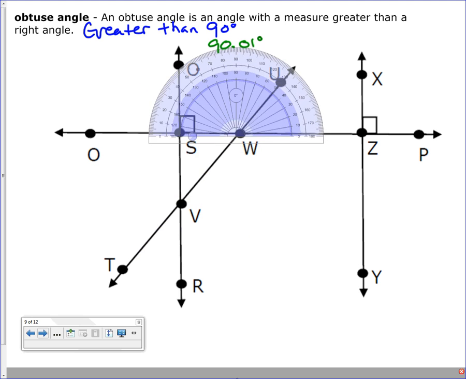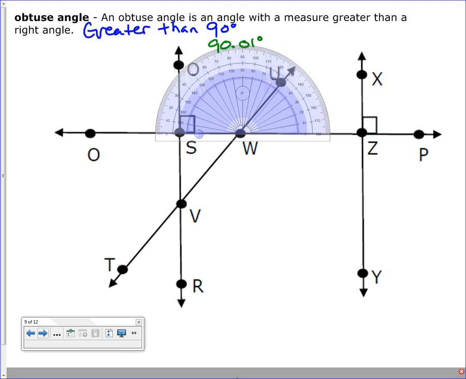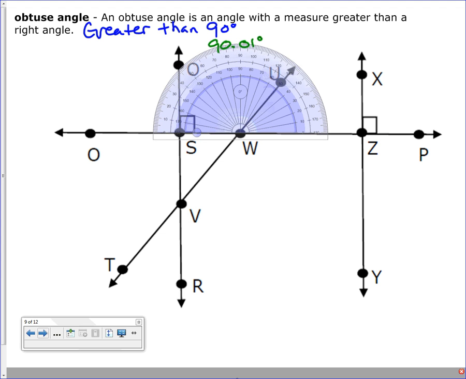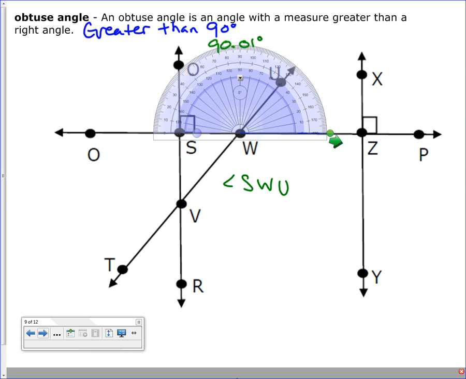Let's use this angle because we haven't done this part yet. I'm going to line my baseline up with my line right here. Make sure my vertex is on the vertex of the angle. This time I'm going to measure angle SWU. So I'm going from S to W to U, going this way. Where's 0? 0 is here. All the way over to here is about 130 degrees. I know that doesn't line up with the other ones, but we're using a smartboard here, so be patient with me. So it equals 130 degrees. I'm using the outside measurement because I'm starting where my 0 is. We'll get into more protractor practice later, but what you need to know is it is greater than a right angle.